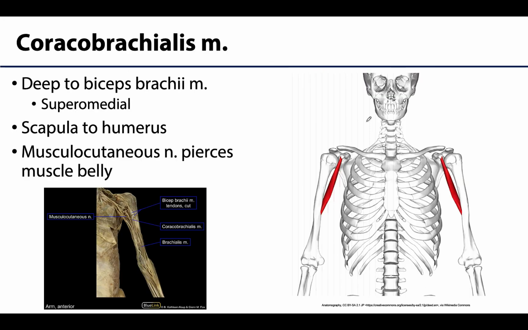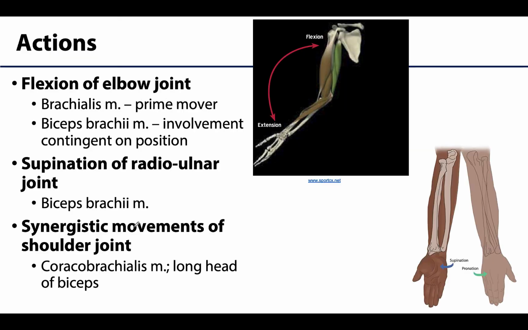Also deep to biceps brachii, but more superior and medially placed, is the coracobrachialis muscle. This extends from the scapula. In fact, it extends from the coracoid process. That's where it gets its name. So it extends from the scapula to the mid-humerus, so does not reach the elbow joint and thus can only directly affect the shoulder joint. An important anatomical relationship here is that the musculocutaneous nerve actually pierces the muscle belly of coracobrachialis, so an easier means of identifying this nerve.